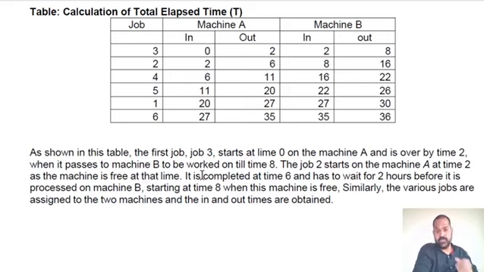It passes to machine B to be worked until 8, while job 2 starts on machine A at time 2 as the machine is free at that time. It is completed by 6 and then has to wait for 2 hours to be processed on B, starting at time 8 when the machine is free. Similarly the various jobs are assigned to the machines and the in-out times are obtained.